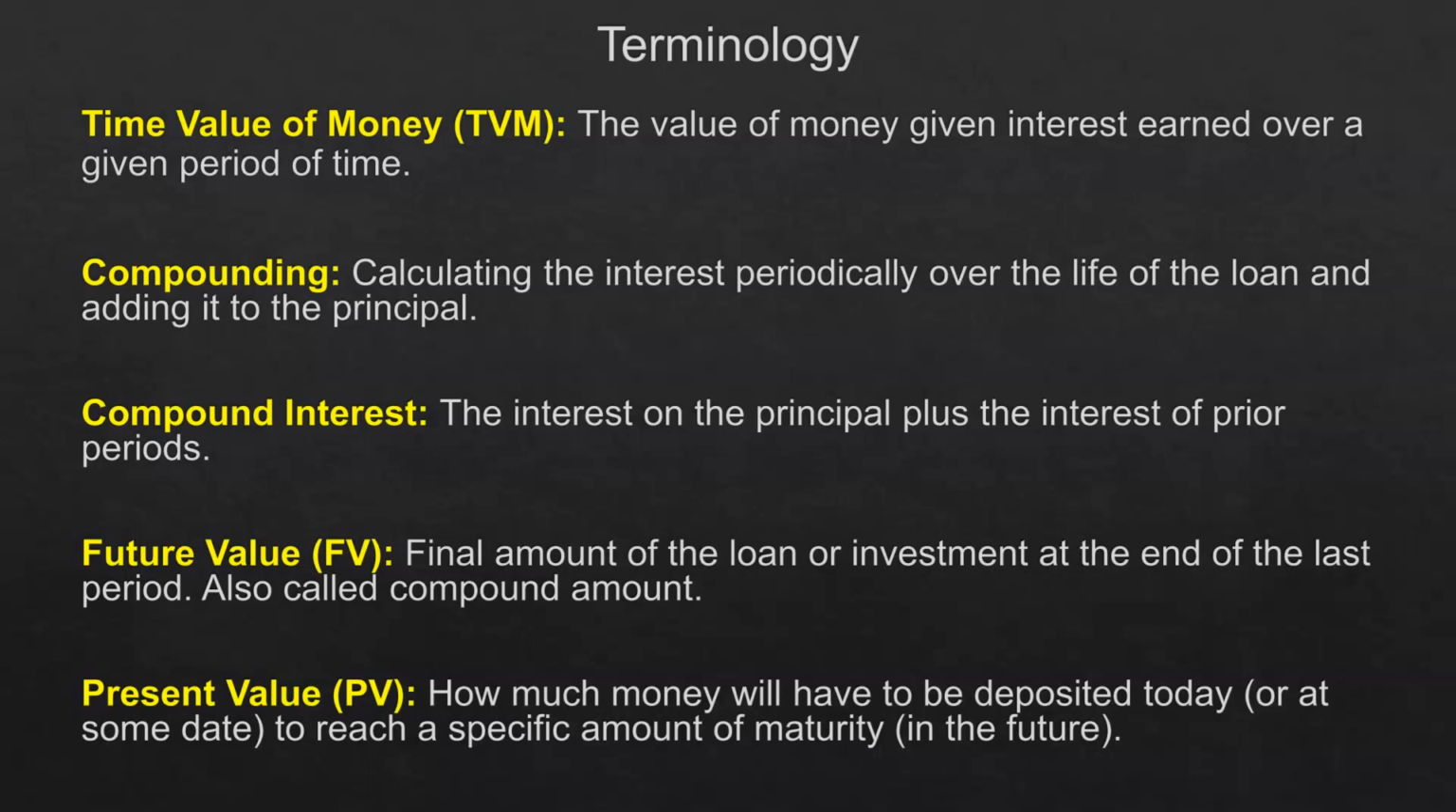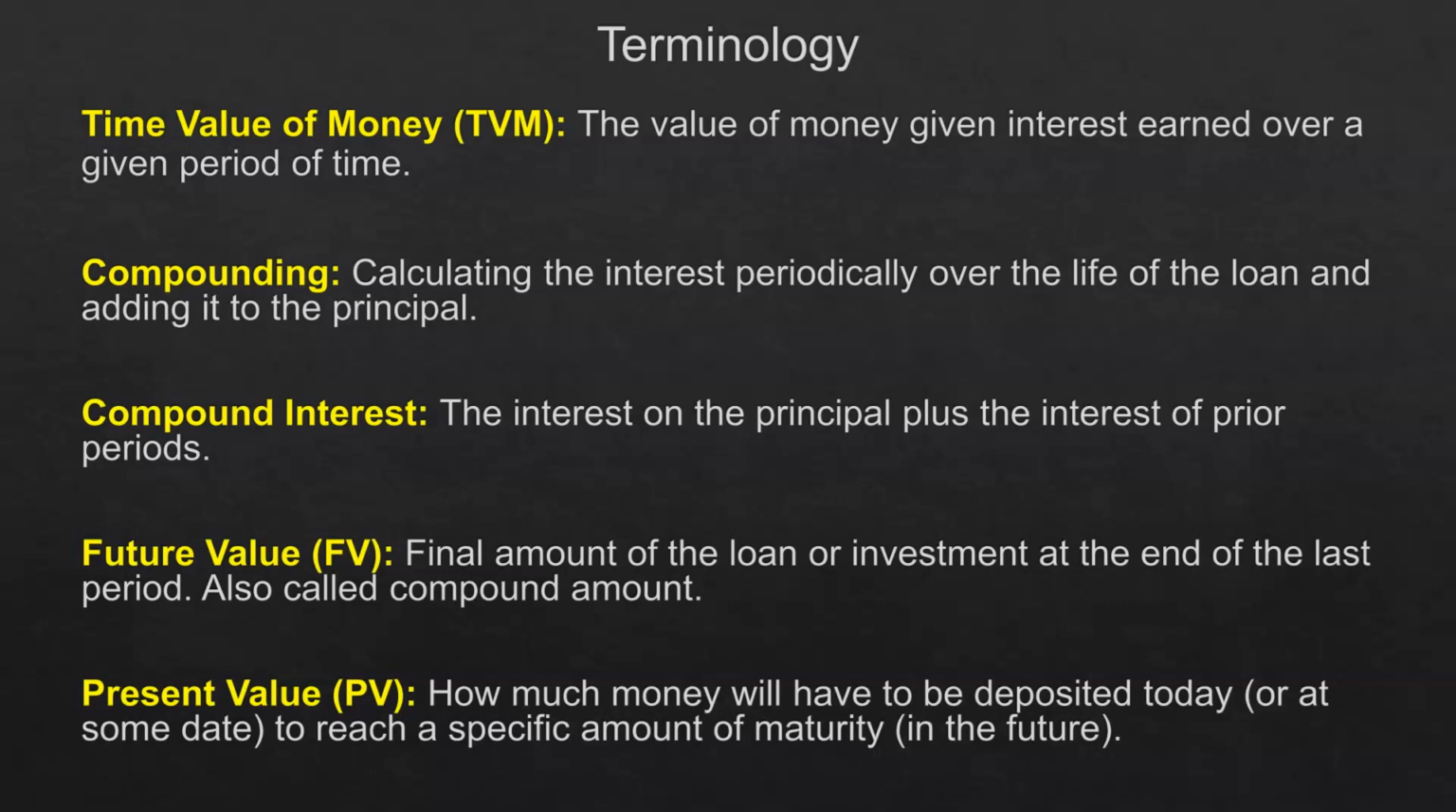And this can happen once a year, twice a year, quarterly, 12 times per year. So it can happen a number of times. Compound interest is the interest on the principal plus the interest of prior periods. Future value is the amount of the loan or investment at the end of the last period, also called compound amount.